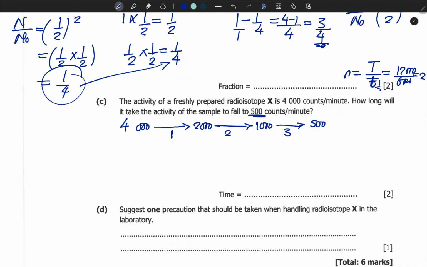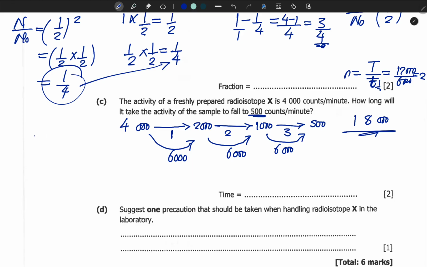So now the question is how long? From here to here we have 6,000, then from here to here 6,000, from here to here 6,000. So if you add, you get 18,000. So here you get 18,000 as the time taken.